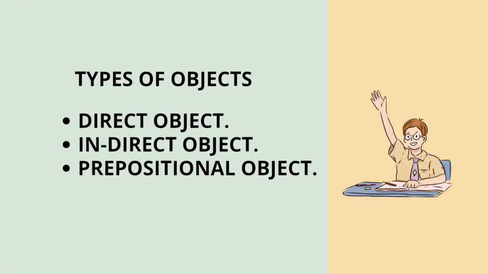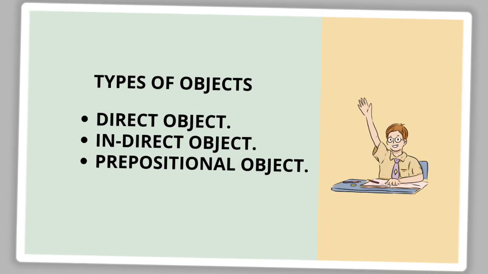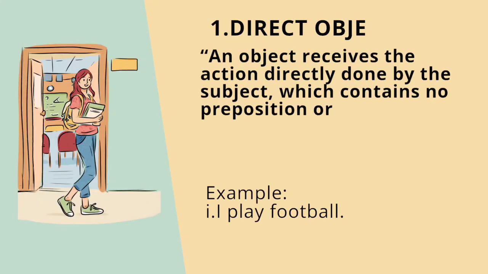There are three types of objects. The first type is the direct object, the second is the indirect object, and the third one is the prepositional object. These are the major three types of objects in the English language, and let us discuss them one by one. So let us discuss the first type of object.